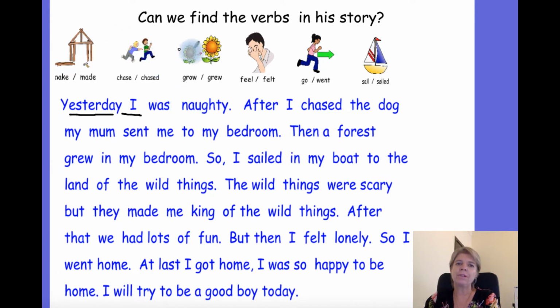So here are the doing words that he used in his story. This one was make and made. He made trouble, didn't he? Can we find made? Here it is. They made him king. We will make you king. We made you king. This one, what's this one? Do you know what this is? Do you do this to your brothers and sisters? Chase. Who did he chase in the story? That's right, he chased the dog. After I chased the dog.